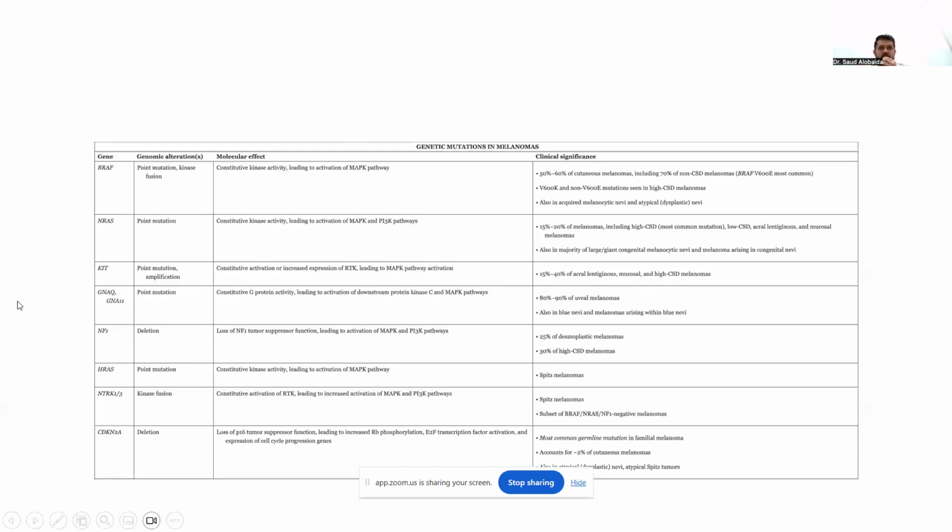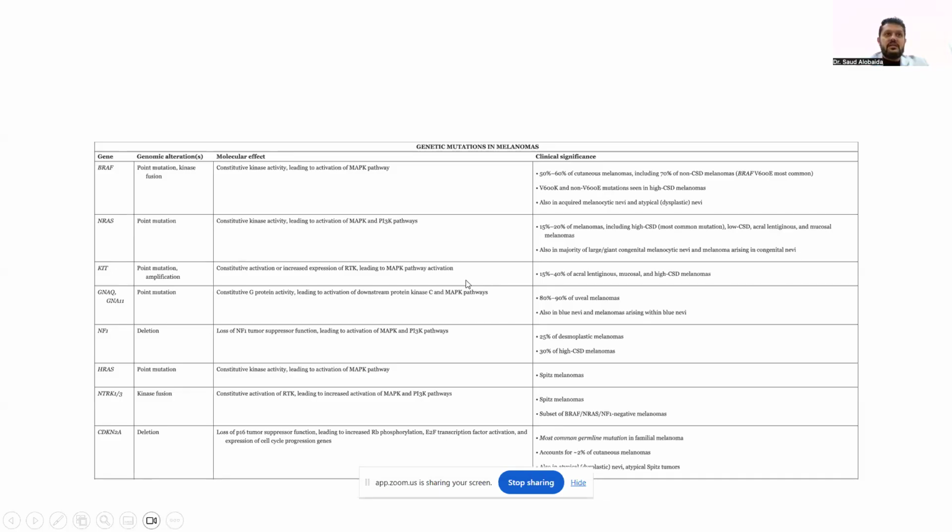This is an important table, okay? And I really want the residents to listen clearly about this. If you know this and understand it well, like RAF also gets replicated in Langerhans cell histiocytosis. You see the type of mutation and type of treatment and which type of melanoma occurs. For instance, the RAF mutation, BRAF, is usually in high CSD, means cumulative sun damage melanomas, okay? Compared to, for instance, like RAS, also high, but you see it in low as well, acral. Each one could be different. Like each type of melanoma could have different types of mutation.